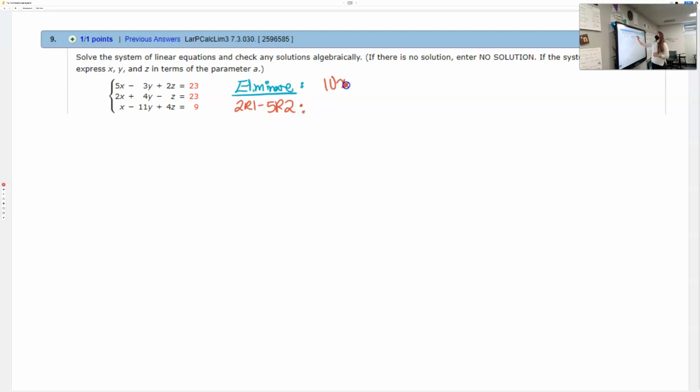So that would be 10x minus 6y plus 4z equals 46. And then that'd be negative 10x minus 20y plus 5z equals negative 115. Double check my numbers, bud. Is that looking good? Yeah.